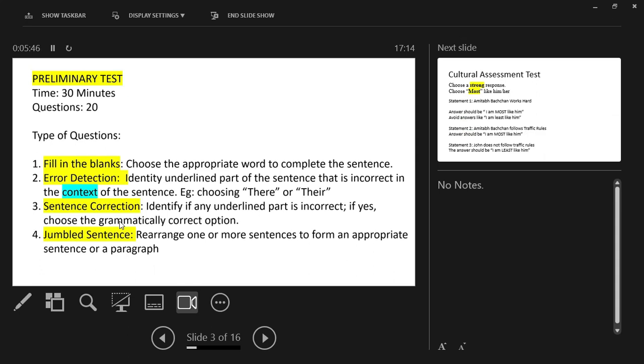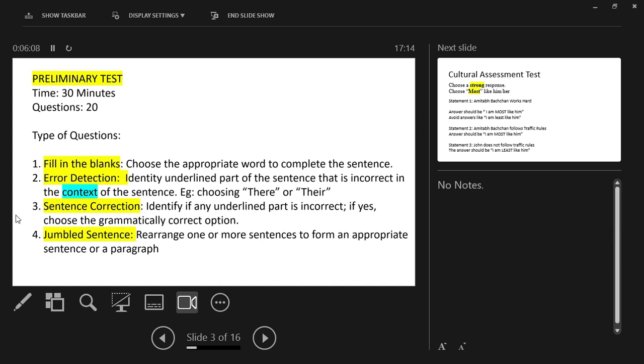Now coming to the preliminary test: 30 minutes, 20 questions. There are 4 different sections here. The first one is fill in the blanks. You have to choose the appropriate word to complete the sentence. Very simple, very easy. You just have to choose the right word to fill the blank.